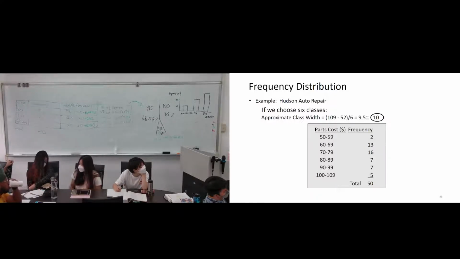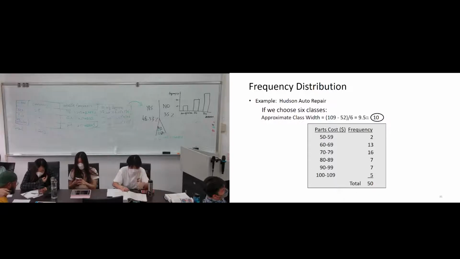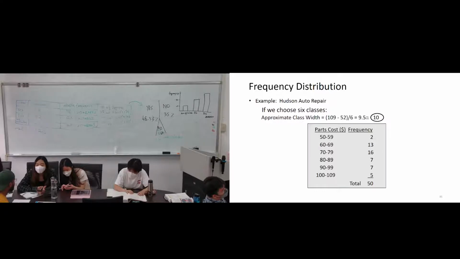So if we choose 6 classes, what does the class width mean? It means how many data values are there in a particular class. From the first class, from 50 to 59, let's count: 50, 51, 52, 53, 54, 55, 56, 57, 58, 59. So there are 10 data values in this class.